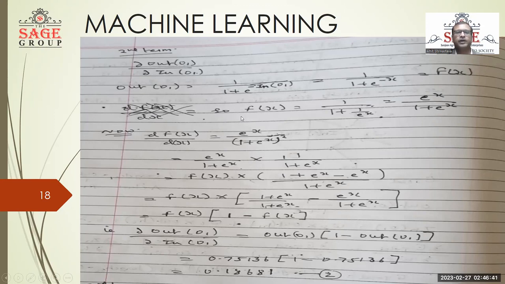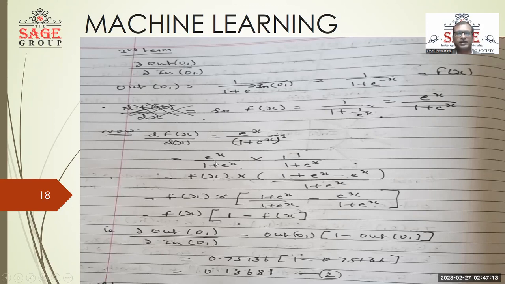Now this df(x) upon dx, my in O1 is nothing but my x, which I'm considering here. So what I can write this term as is del out O1, which I'm considering as f(x). It means del of f(x) upon del of x is equal to e to the power x upon 1 plus e to the power x the whole square. When I differentiate this, I will get this output.